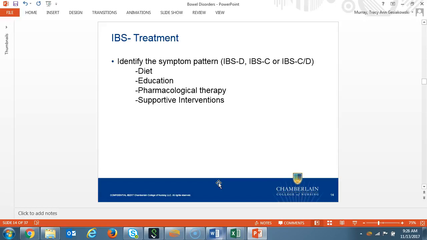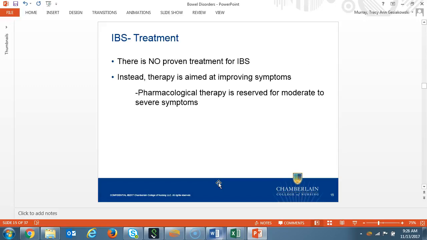Traditionally, much of the effort to treat IBS symptoms used to focus on lifestyle, diet, and reduction of stress. It's important to note that there is no proven treatment, and therapy is often aimed at improving symptoms for IBS. Pharmacological treatment is reserved for patients with moderate to severe symptoms and is directed at specific symptoms. We'll look at a few options in the next few slides.